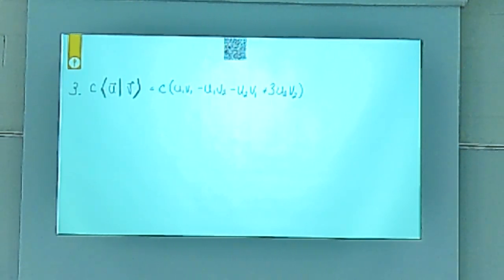The third axiom. C times the inner product of U with V. That's going to be what? C times U1, V1 minus U2, V2 minus U2, V1 plus 3 U2, V2. That C can distribute, right? Because we're dealing with real numbers.